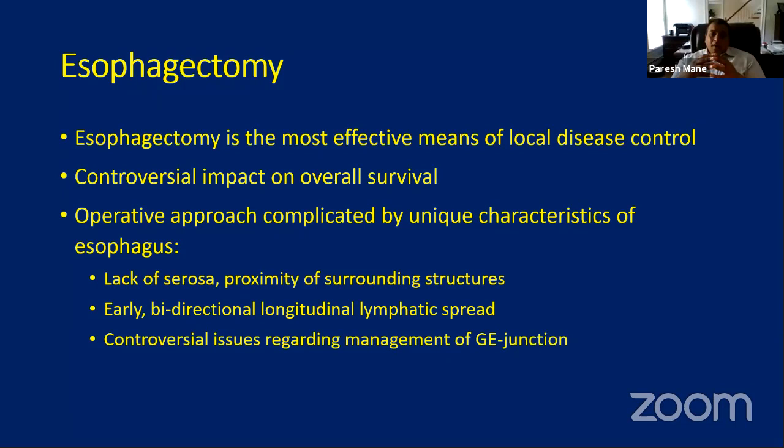Esophagus is a unique organ, as I mentioned earlier. It does not have a serosa. The strength comes from the mucosa and not from the serosa. It has a proximity to different structures in the neck, in the chest, and the abdomen. So it's kind of one of those strange organs that traverses through different parts of the body, and having a good sense of the anatomy is extremely important.